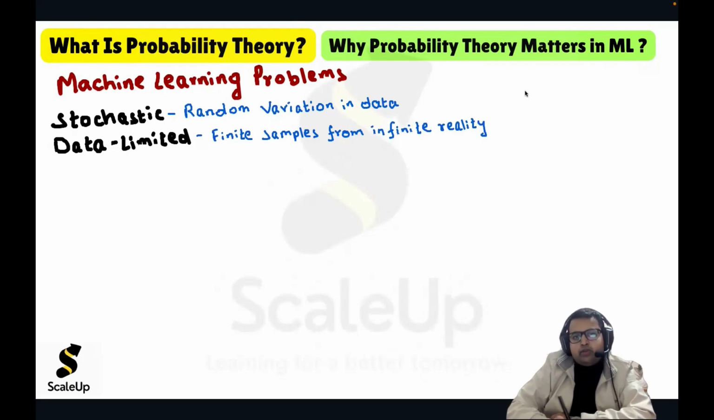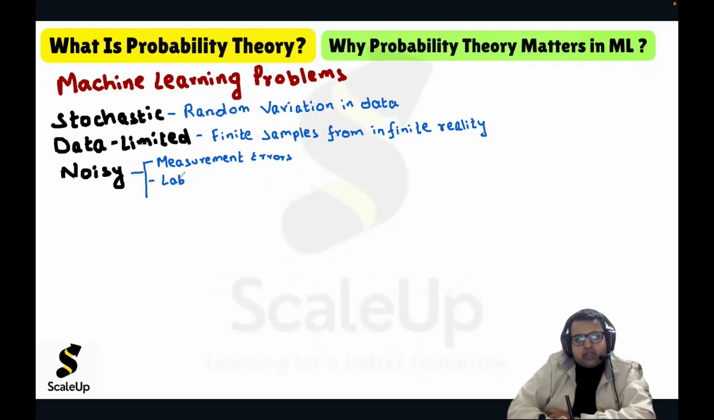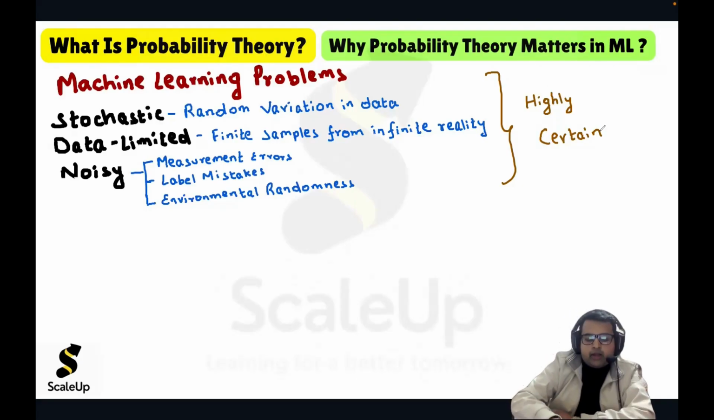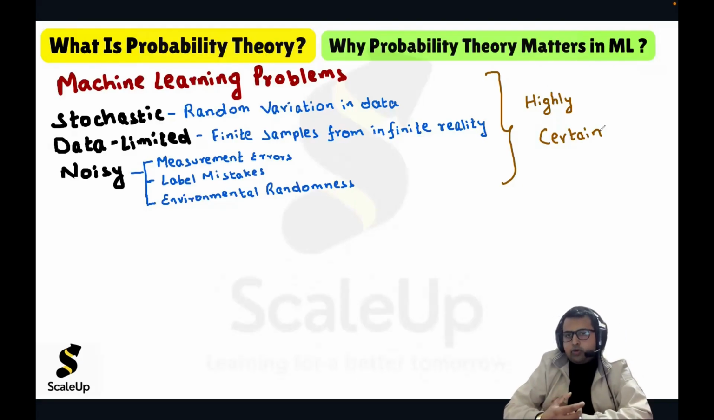The data we use is noisy. It contains noise. Like we can have measurement errors, we can have label mistakes, we can have environmental randomness. And all these things make machine learning problems highly uncertain. And to measure and deal with that uncertainty, we make use of probabilities.